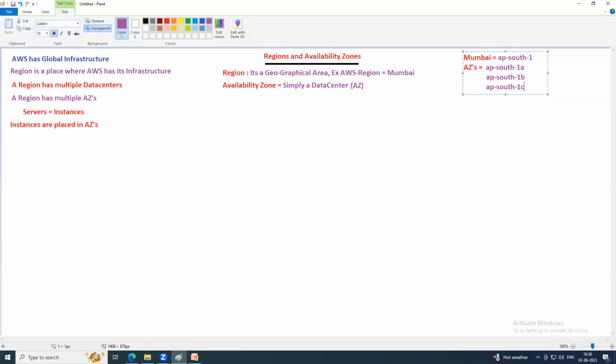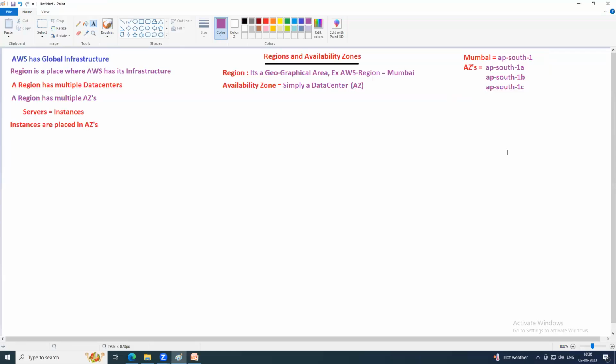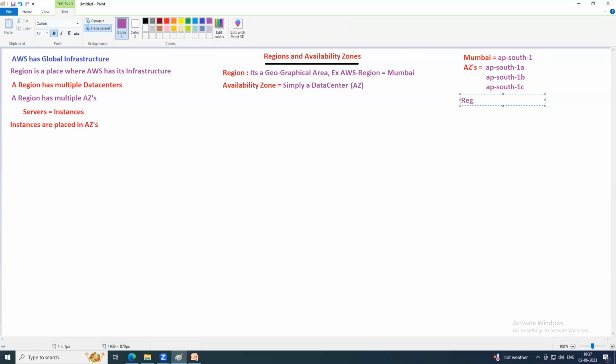Got it? Yes, you will get it. Regions and availability zones are completely managed by AWS. This is a certification question.